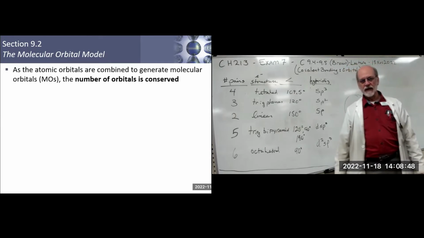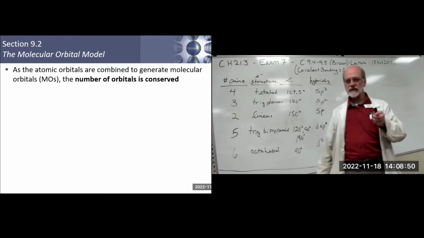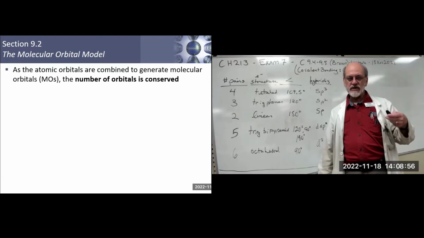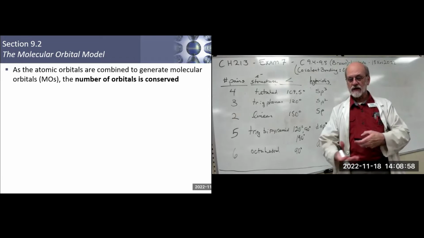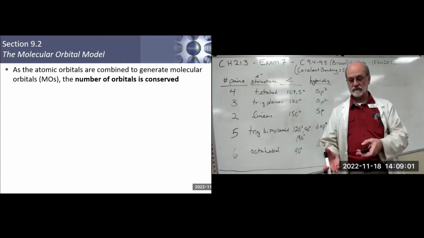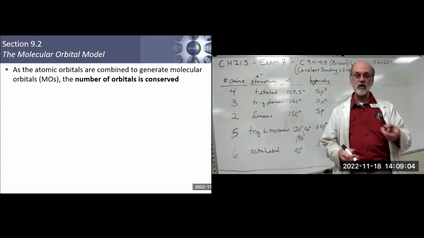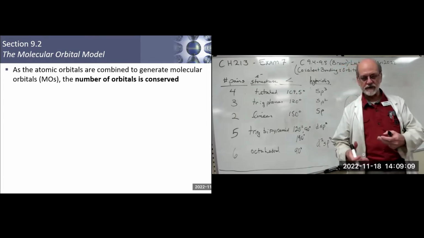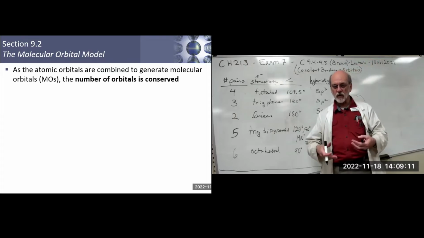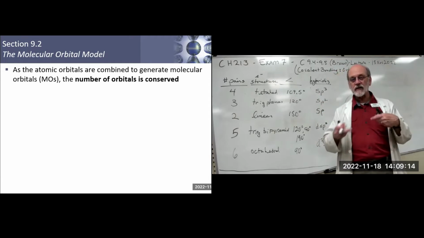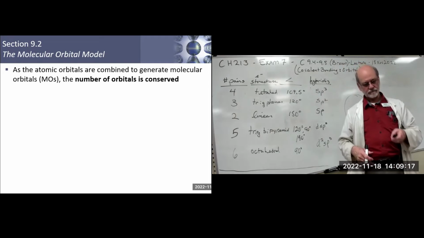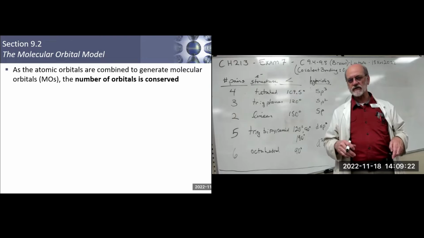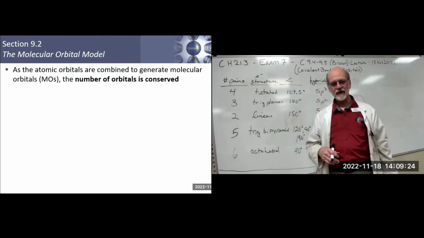This rule is chiseled in stone. When you form a molecule, each atom brings to the party a certain number of atomic orbitals. Right? Some of them are core orbitals, some of them are valence orbitals. Those all go into the mix. And the number of molecular orbitals that comes out is exactly equal to the number that went in. So it's kind of like the law of conservation of orbitals, for lack of a better term.